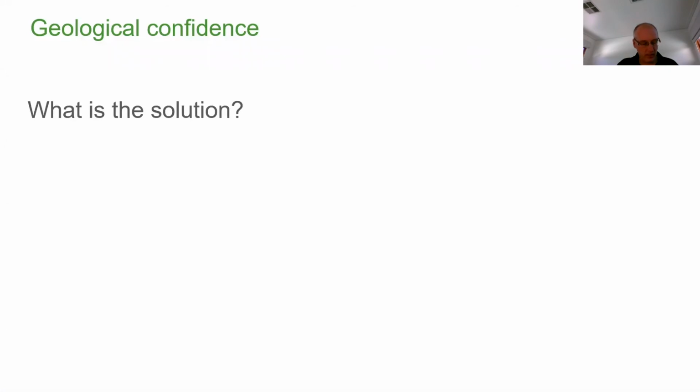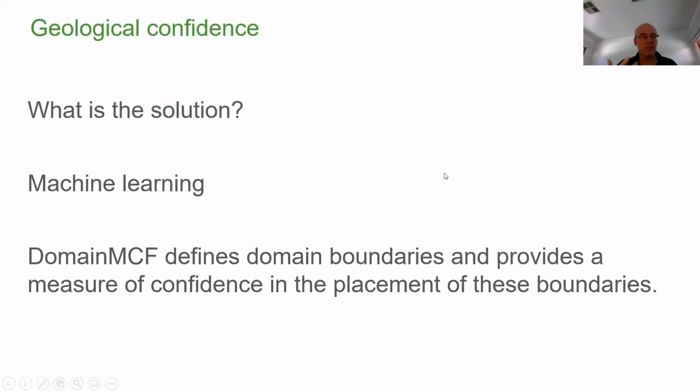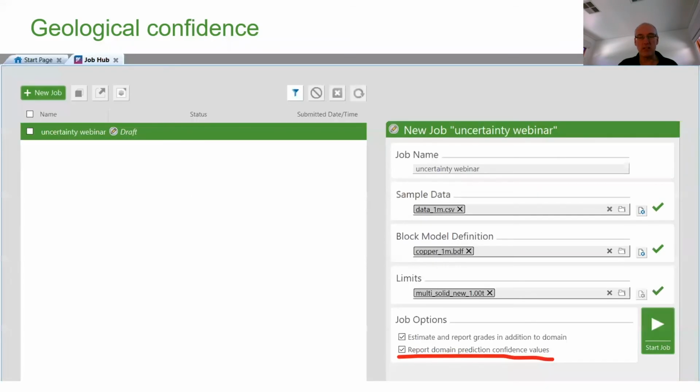As Jesse mentioned, we've run a series of webinars and workshops this year on the application of machine learning to take some of the hard work of the geological data preparation away and allow you, the geologist, to spend more time thinking and analysing the data and coming up with solutions. Domain MCF is the Maptek product which defines those domain boundaries and now provides a measure of confidence in the placement of those boundaries, so that you can then have some level of uncertainty that you can send through to engineering.